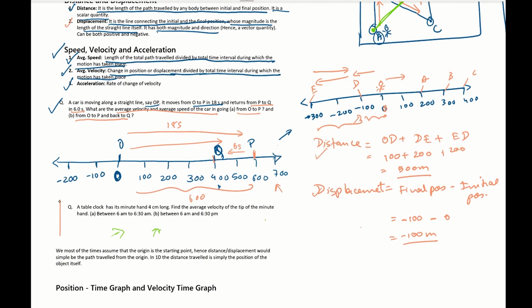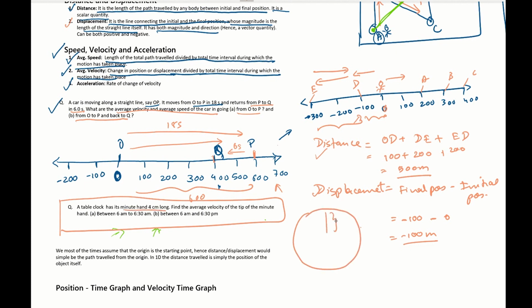But before we move on, I have another question for you. This is a bit more advanced and it is not specific to motion in a straight line, but I think you guys will understand it as well, or you guys can solve it as well. So the question is, there is a clock which has a minute hand of 4 centimeters long, right? So this is 4 centimeters long. Find the average velocity of the tip of the minute hand between 6 a.m. to 6:30 a.m. So at 6 a.m. it would be somewhere over here, and at 6:30 it would travel all the way and come back somewhere over here. And between 6 a.m. and 6:30, what would be the average velocity?